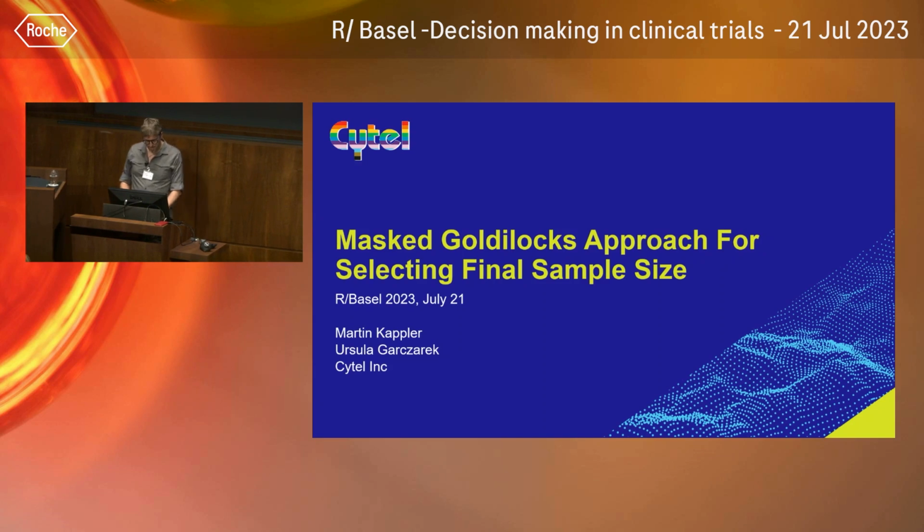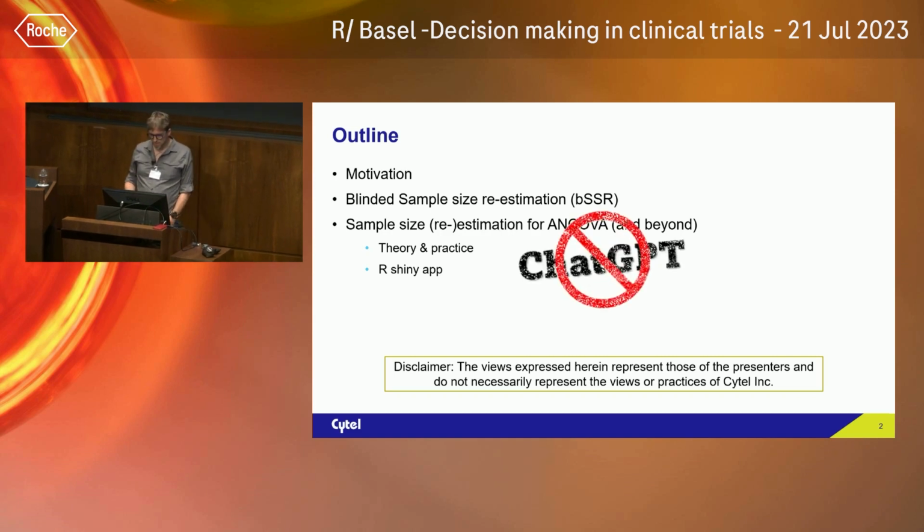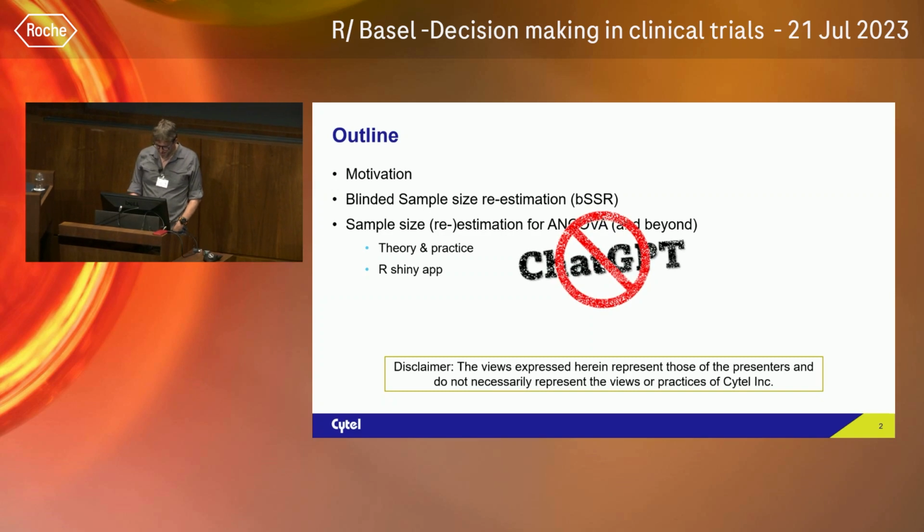Yeah, this is an application that is co-developed with Ursula, who will later be on the panel discussion. So we call it MAST, Goldilocks approach for selecting the final sample size. So the motivation of this, just a quick overview of the talk, and you see the usual disclaimer. Another disclaimer that nowadays seems to be necessary: we didn't use ChatGPT for anything in this application or for the talk.